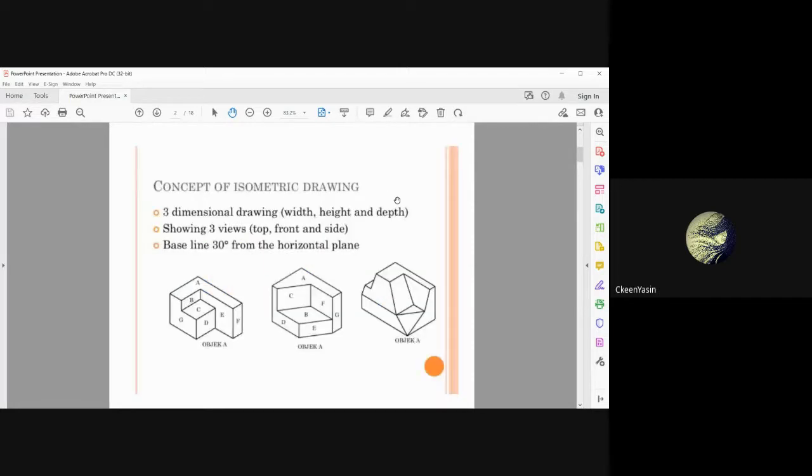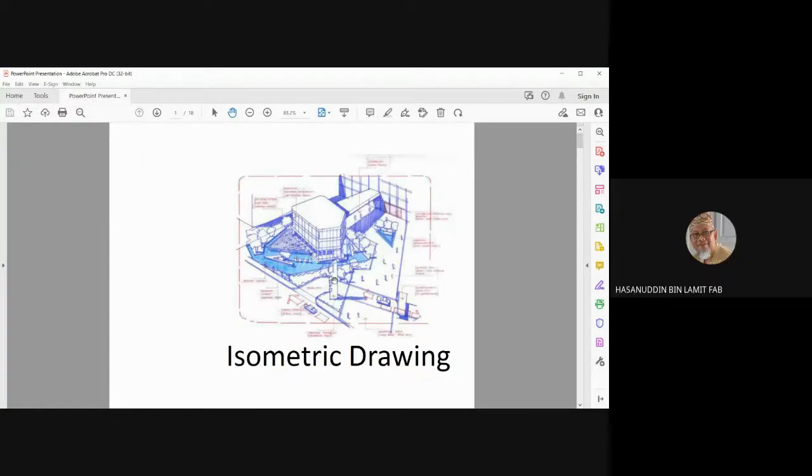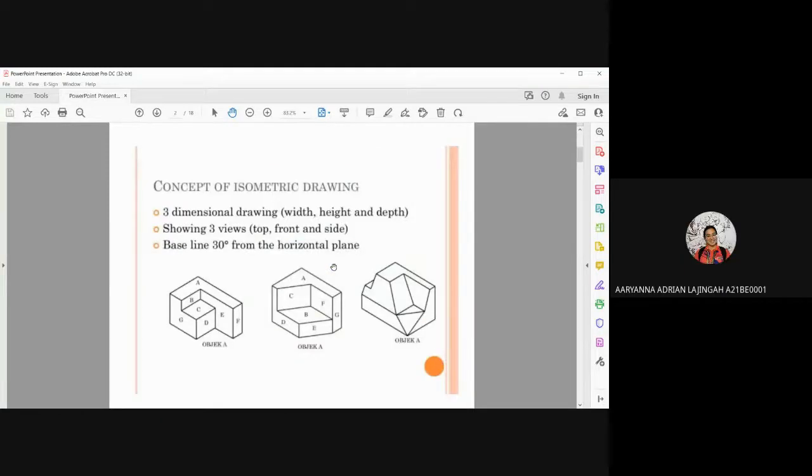Do you understand? Come on, guys, any questions? Yes. Okay, so when we measure the 30 degrees, we have to use the ruler, right? The triangular one. Yes. It's called a set square. Yes, the set square.